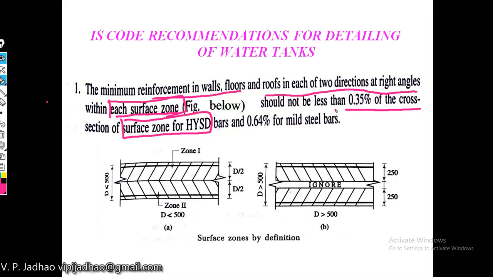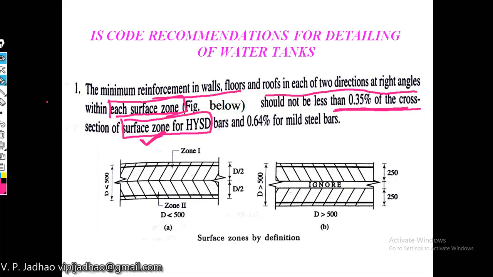Okay, so the minimum steel required to be provided is 0.35% of the cross sectional area. Okay, so the cross sectional area of the surface zone. This term is very important in this case. Now, what is your surface zone?